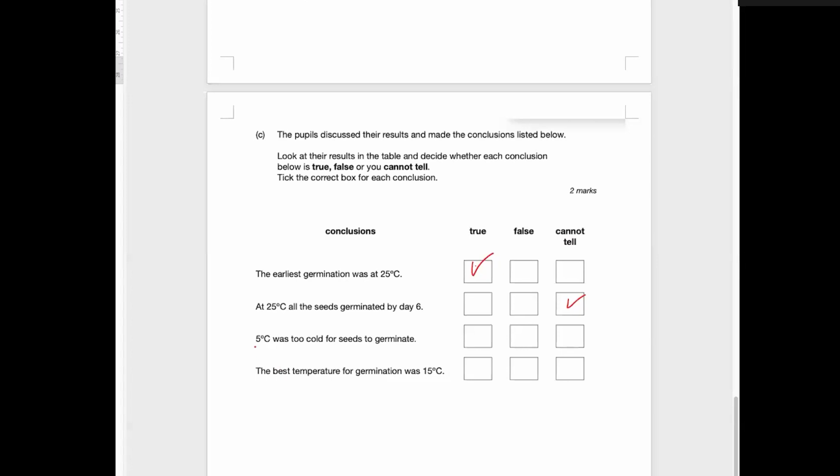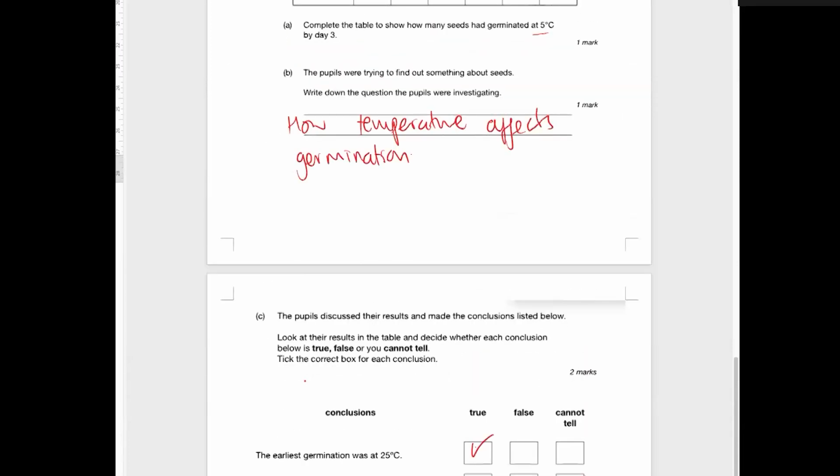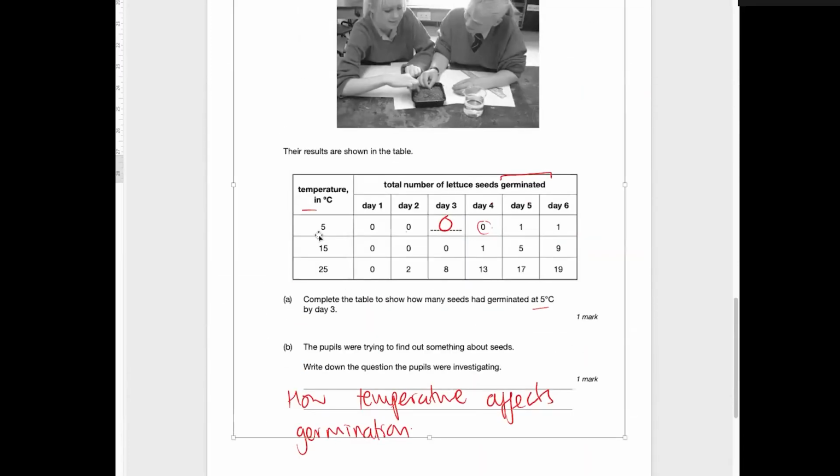Third one, 5 degrees Celsius was too cold for seeds to germinate. That's obviously false because you can see that on day 5 and day 6, they begin to germinate. So if it was too cold, then you wouldn't see any germination happening. So the answer is false.